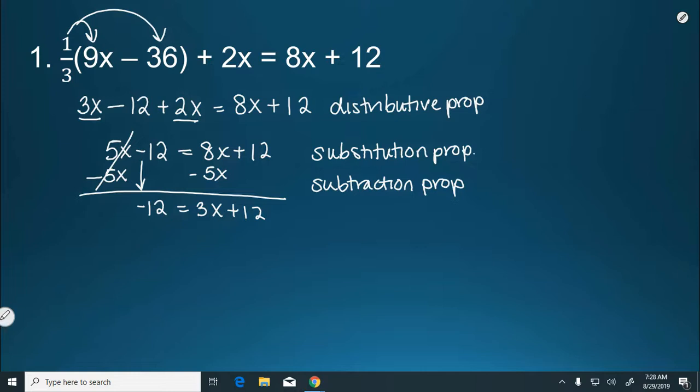Now I'm going to get the constants together on both sides. So I'm going to take from the right side because that has two terms and bring one of the terms over to the left side. So if I subtract 12 from both sides, same signs, I find the sum. I get negative 24 equals 3x. And again, I use the subtraction property.